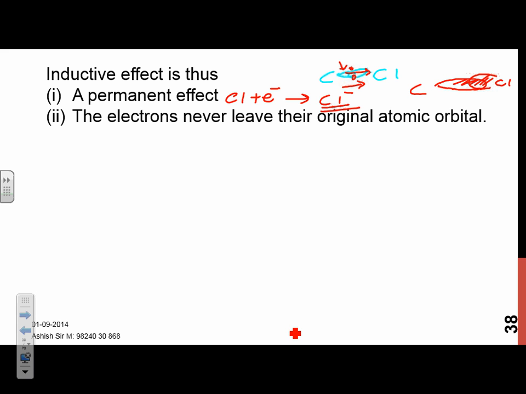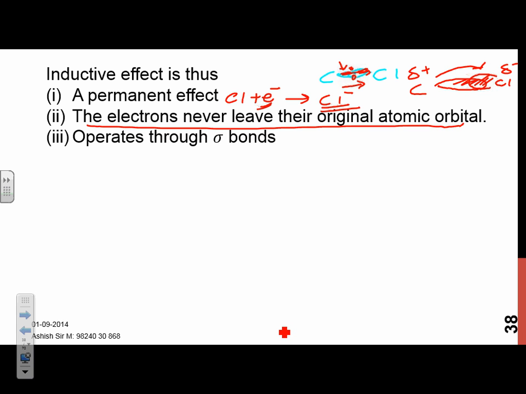There is a difference between pulling and leaving of electron. Leaving of electron is this, where the electron leaves its orbital and joins the orbital of chlorine. Here it's not like that. They are sharing a pair of electrons between two orbitals, and here chlorine is pulling it towards itself. It gets pulled towards chlorine. That's why it develops partial negative charge and partial positive charge. So the electrons never leave their original atomic orbital. Is it understood? It operates on only sigma bonds. We talked about it. It operates on only single bonds or sigma bonds.